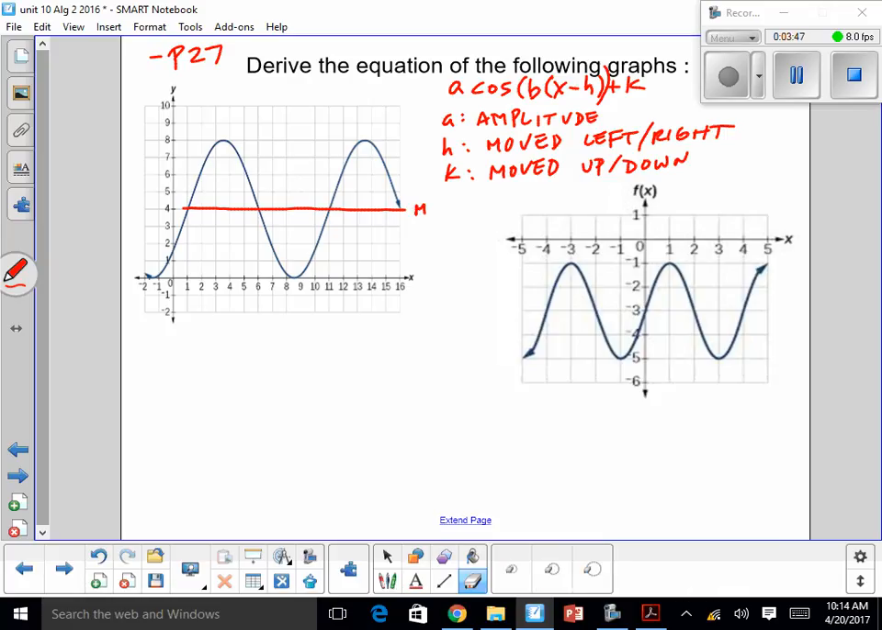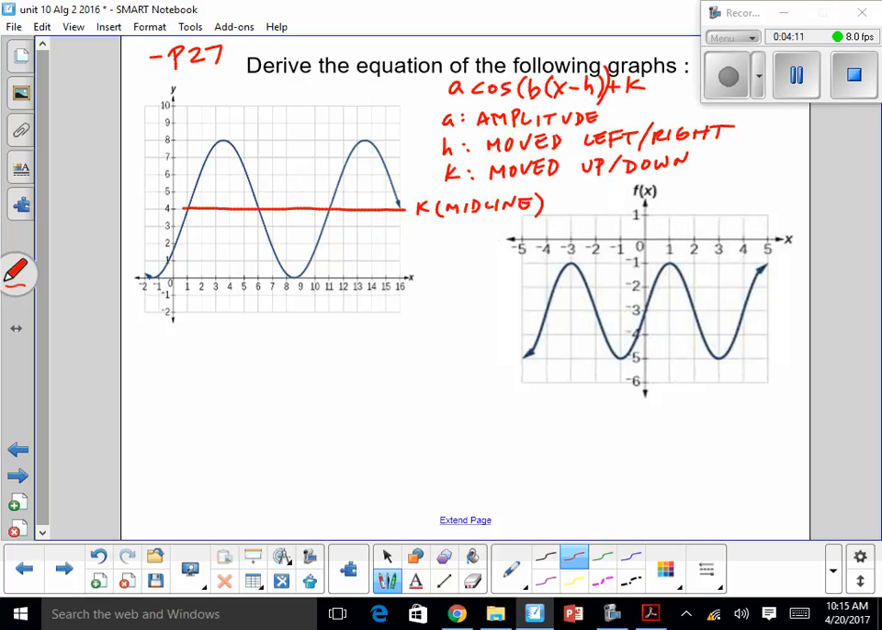After that, I want you to put K. Put K after the midline and actually write down the word midline. This is from unit six, the third standard. Good job, guys.